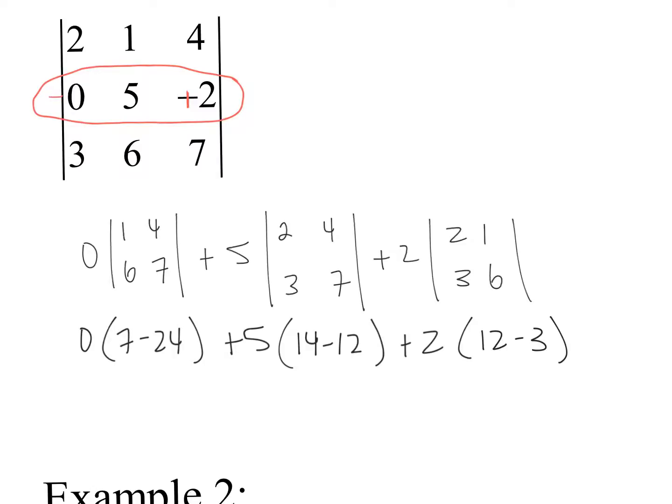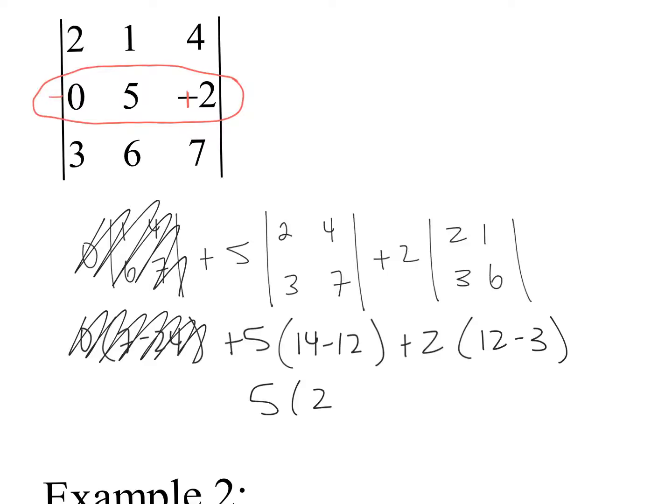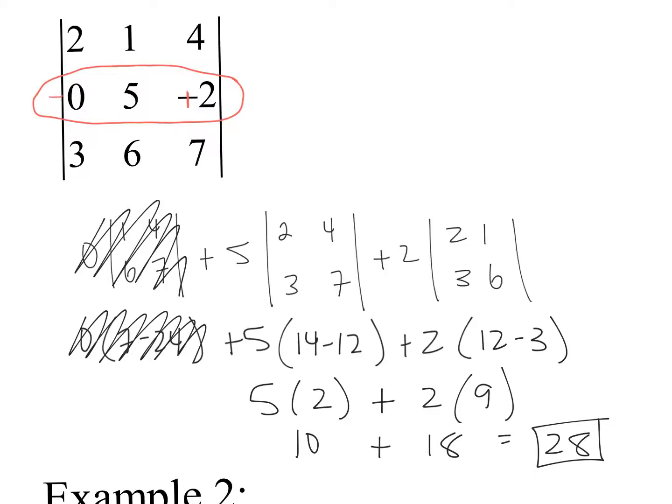Okay, and again, the whole reason why you choose a row or a column that has a 0 or more than one 0 in it is because 0 times anything is 0. You don't even have to do that. I didn't even have to fill in the 7 times 7 minus 24. 0 times anything is just 0. So that's why you want to choose a row or a column that has a 0 in it. So now my determinant is going to be 5 times 2 plus 2 times, what would that be, 9? So this is 10 plus 18, which is 28. This is the determinant of that matrix.